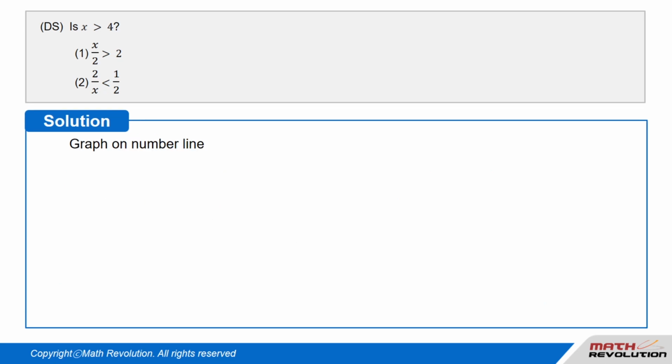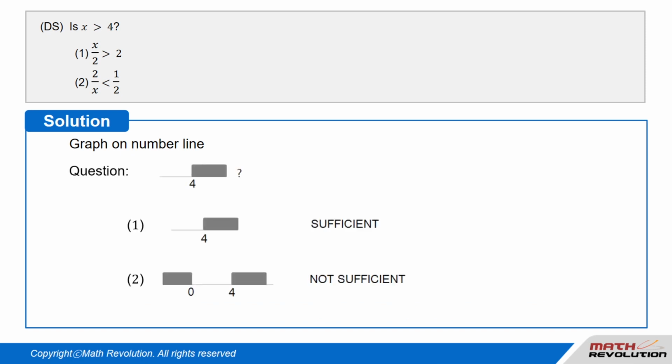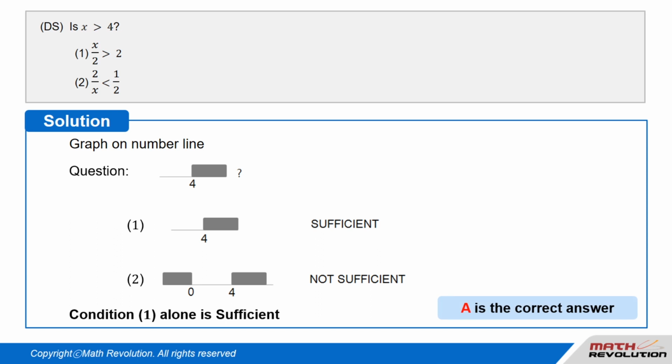Let us look at the graph on the number line, as shown below. Question: is x greater than 4? Condition 1. X is greater than 4. This is sufficient. Condition 2. X is smaller than 0, or x is greater than 4. This is not sufficient. Condition 1 alone is sufficient. A is the correct answer. Answer A.